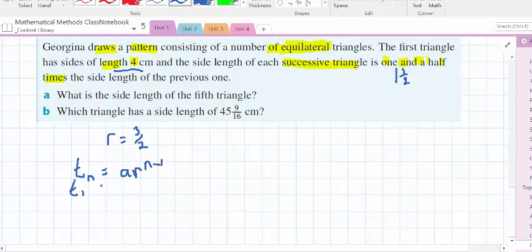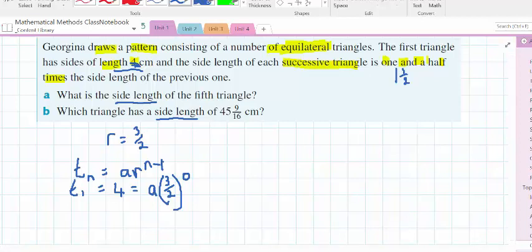T1 equals 4 if we're looking just at the side lengths. Alright, we'll just focus on the side lengths, because if you look at these later parts, they're talking about side length. So the side length of 4 equals a. We don't know what a is yet. We've got r, it's 3 over 2 to the n minus 1. Alright, n minus 1 is 1 minus 1, which is 0. But anything to the power 0 is 1, so a equals 4.